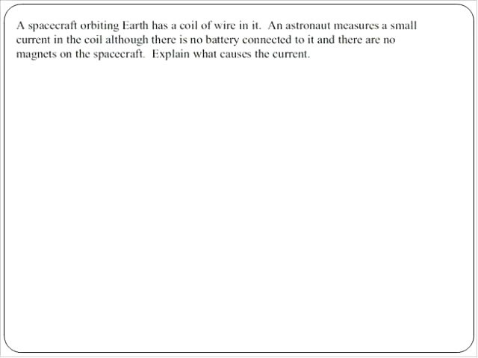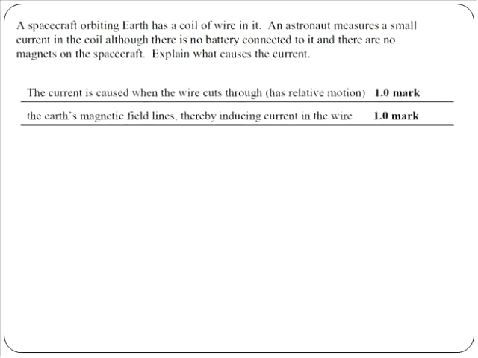All right? Last question. Very similar to the one we just did. A spacecraft orbiting the Earth has a coil of wire in it. An astronaut measures a small current in that coil, even though there's no battery. So again, if there's no battery connected to the coil, then the only place a current could possibly come from is induction. So it's exactly the same type of explanation. The current is caused because the wire is cutting through, or has relative motion to, the Earth's magnetic field lines, thereby inducing a current in the wire. On that question that year, that was worth 2 marks, just for saying that. It's an induced current because there's relative motion between a conductor and a magnetic field. It's that simple. It's all about Faraday's discovery.